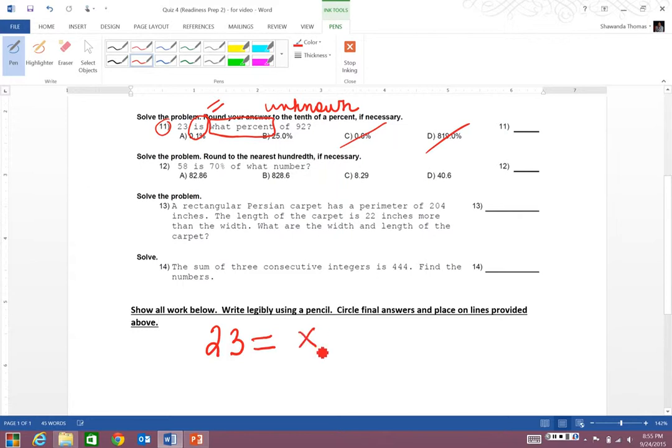So x, when you see of in math, that is multiplication. So when you see of, put a times symbol. And then you have 92 again. So let's write 92. 23 equals x times 92, which is the same thing as 23 equals 92x.